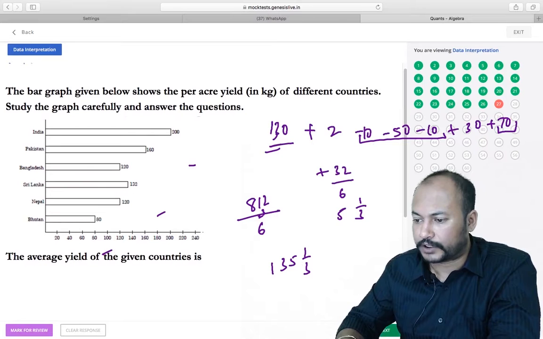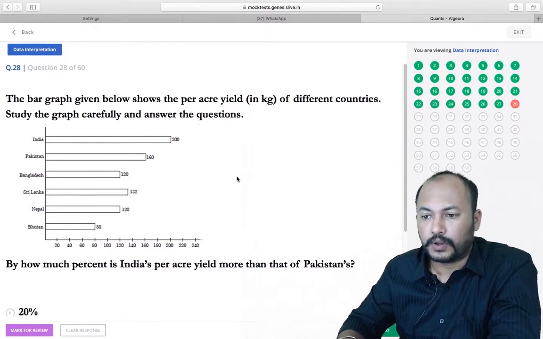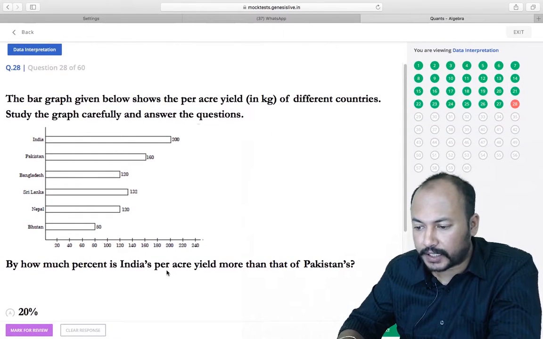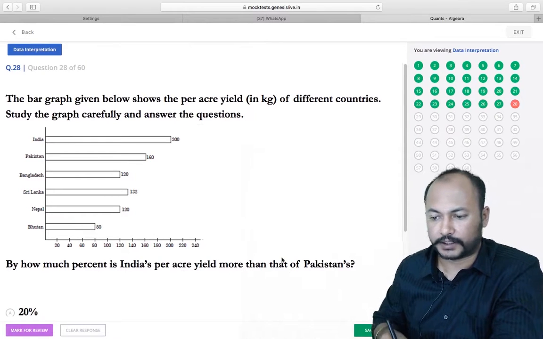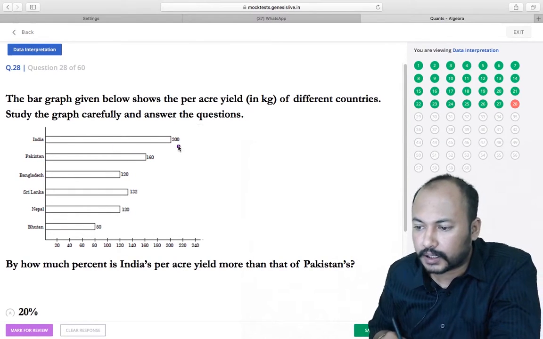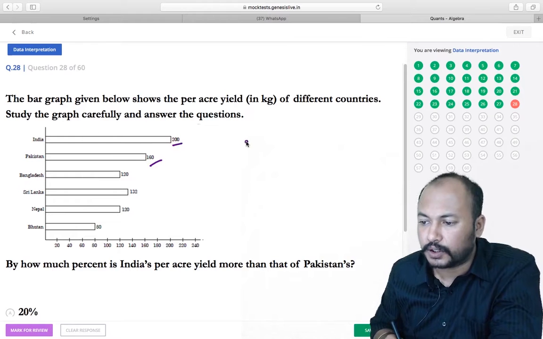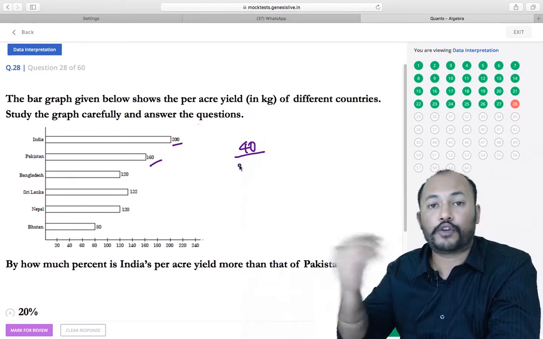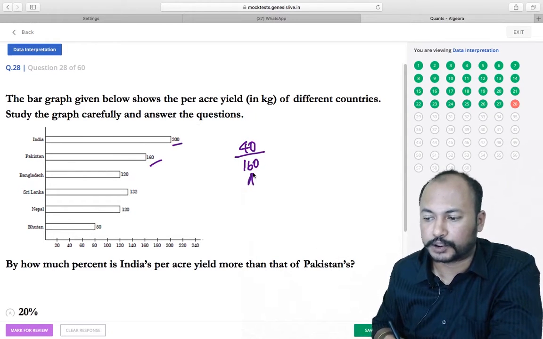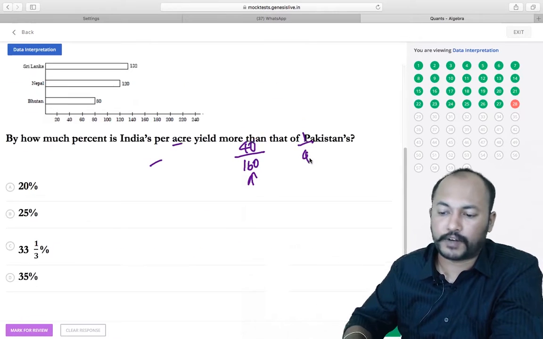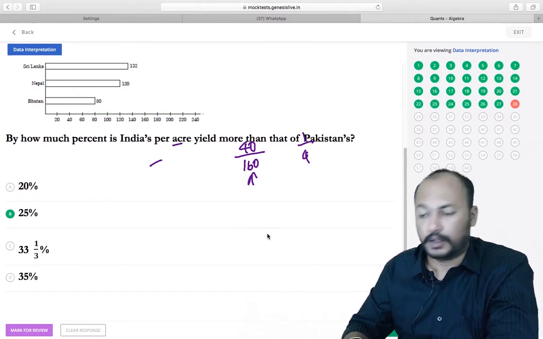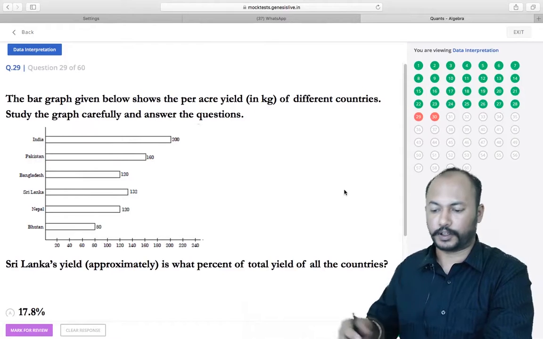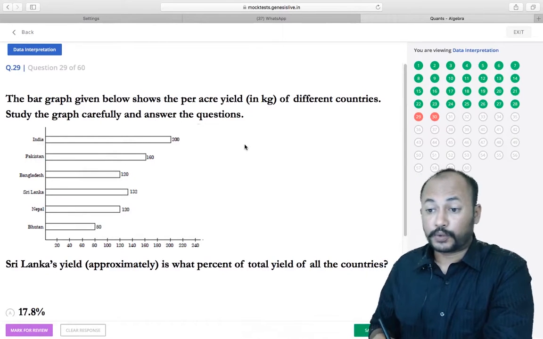Fine. Next one. By how much percent is India's per acre yield more than that of Pakistan's? India is 200, this is 160. So 40 more than that of Pakistan. It means Pakistan has to be the reference. So 1 by 4, 25%. Clear?